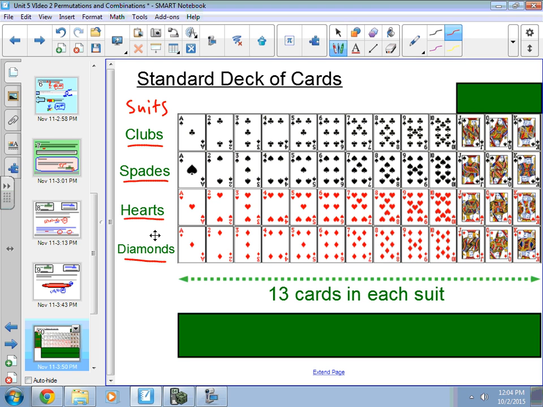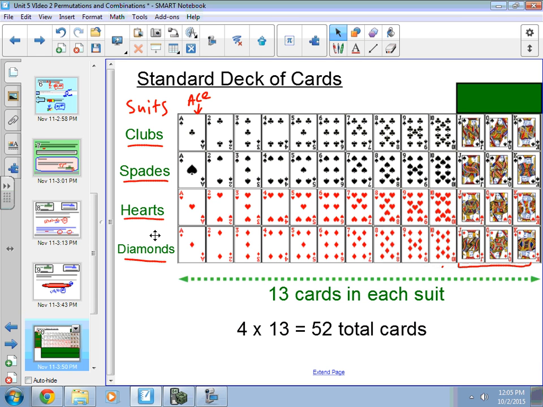This first one here is called an ace, and it kind of acts as a 1. And then there's 2, 3, 4, 5, 6, 7, 8, 9, 10. You can see up to here. And then these last 3 cards over here also are part of each suit. So if we have 10 plus another 3, there's 13 in each suit. Okay, so if we have 13 cards and 4 suits, 13 times 4 is 52 total cards in a standard deck of cards.